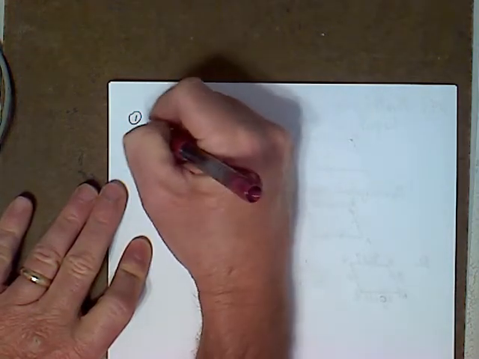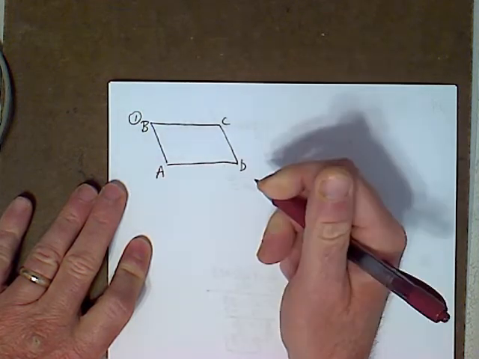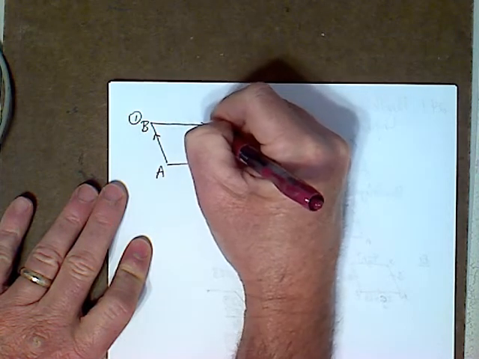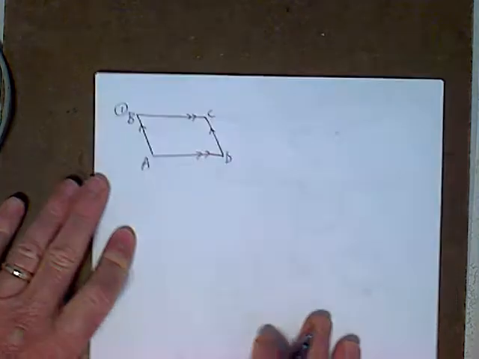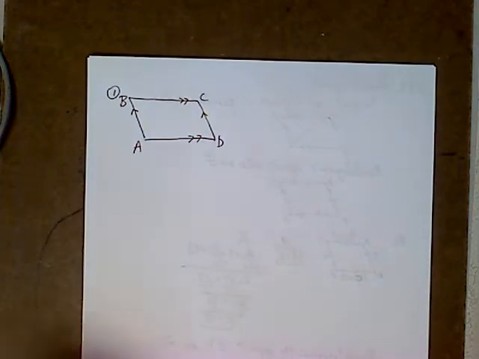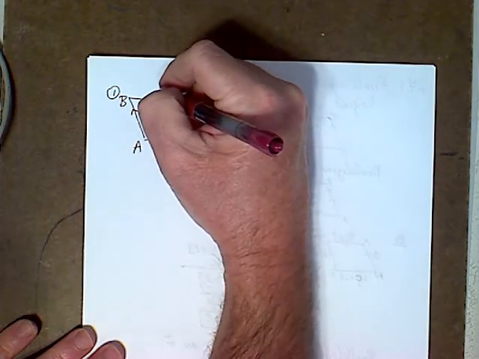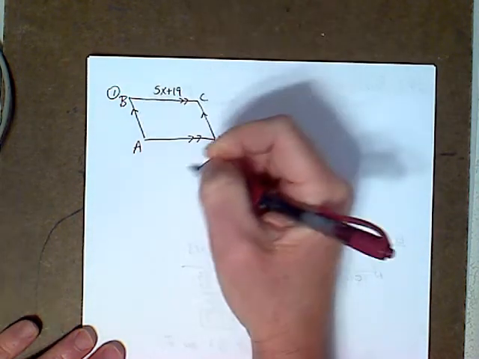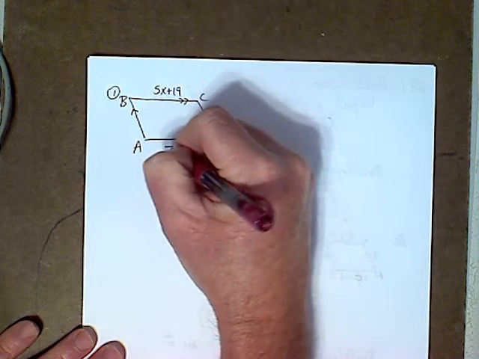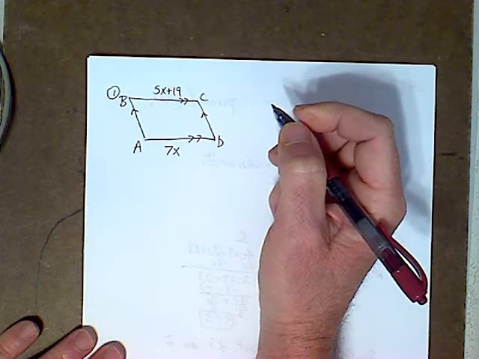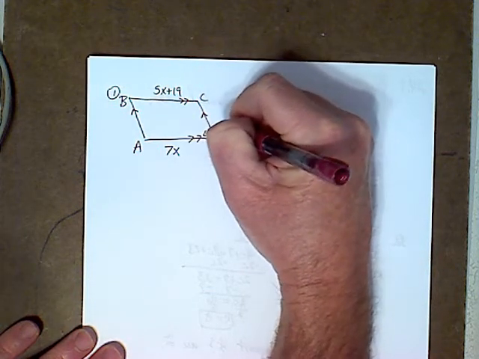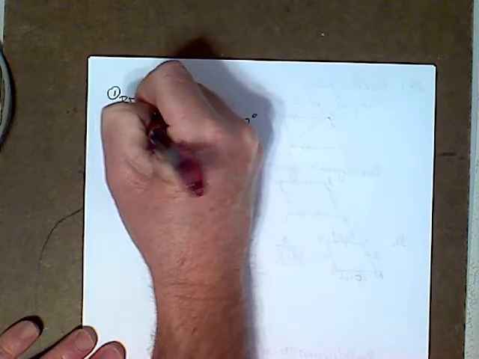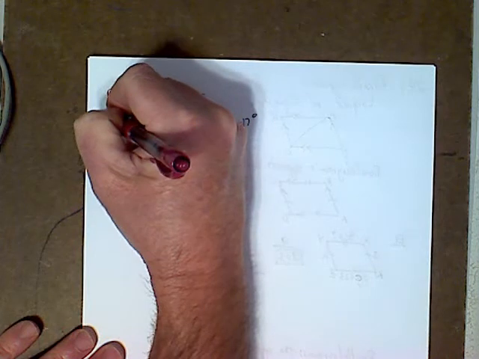This is parallelogram ABCD. I know that it's a parallelogram because it's marked that way, or the directions can say that you have a parallelogram. Now, these are the informational things they give us. This top side, side BC, is 5x plus 19. Side AD is 7x. And then angle D here, they have that is 8y minus 17 degrees. And they have that angle B up here is 6y plus 5 degrees.